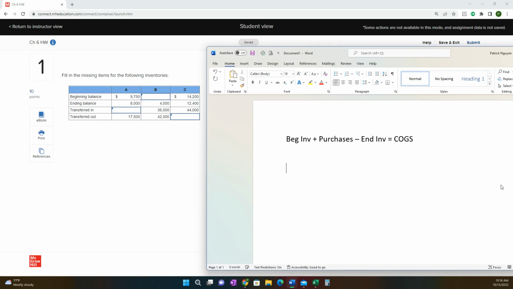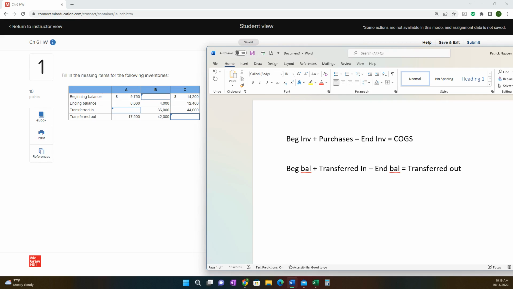So in this question, they call it beginning balance instead of beginning inventory. Instead of purchases, they call it transferred in. Instead of ending inventory, they call it ending balance. And instead of cost of goods sold, they call it transferred out. So the account names are different, but they're still using the same concepts. Remember also that we can move around these variables and numbers in our equation, and as long as we have three of the numbers, we can always figure out the fourth one.